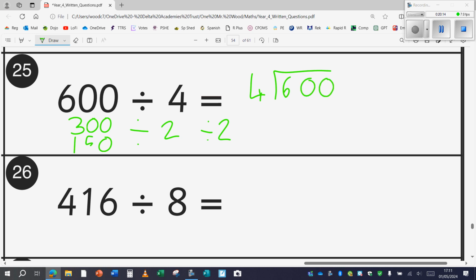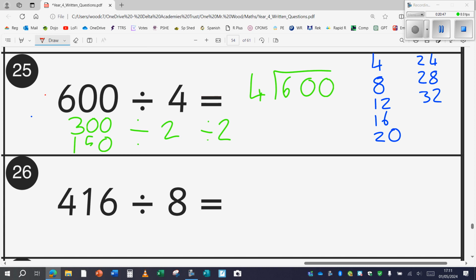600. And then with a list of 4s, because that's the number on the outside, that's what we're counting in. We're going to see how many times 4, 8, 12, 16, 20, how many times the number digit on the outside goes into each digit on the inside. So 20, 24, 28, 32, and we'll see if we need any more.